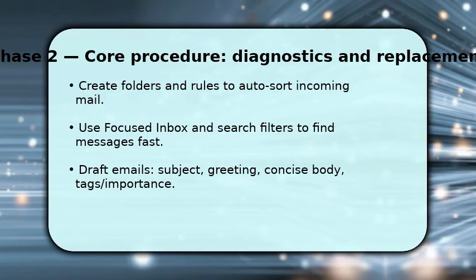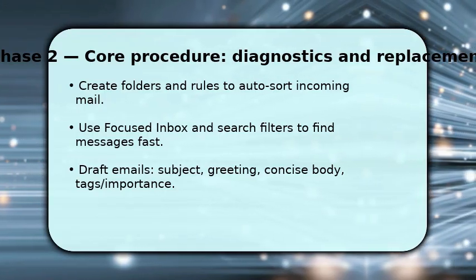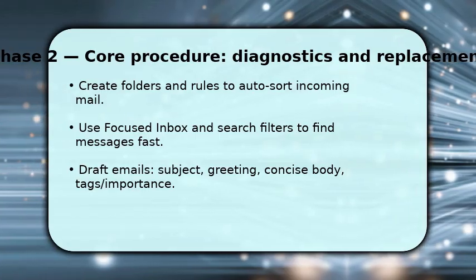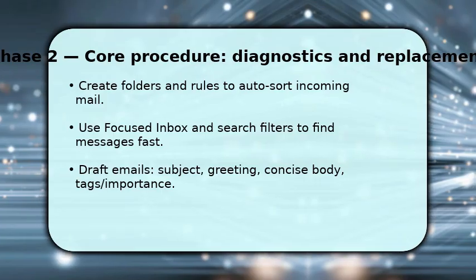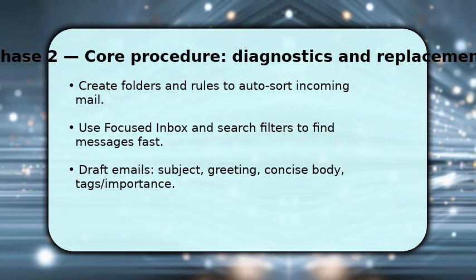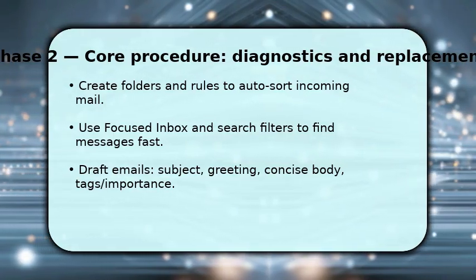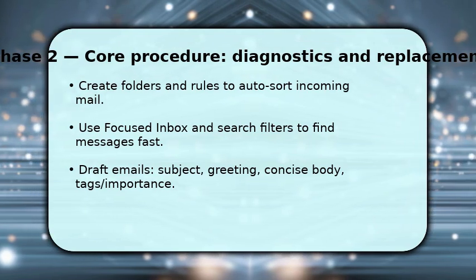When composing, write a clear subject, a brief greeting, and 1 to 3 short paragraphs that explain actions or outcomes. Insert attachments with the paperclip icon and use importance flags sparingly. They help recipients prioritize your message without cluttering inboxes.